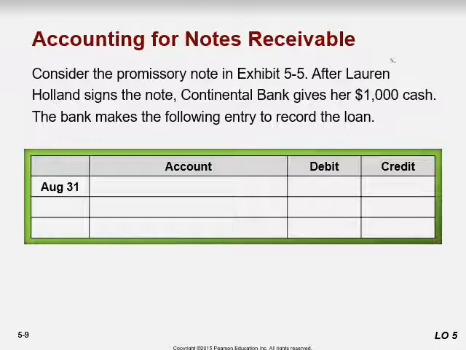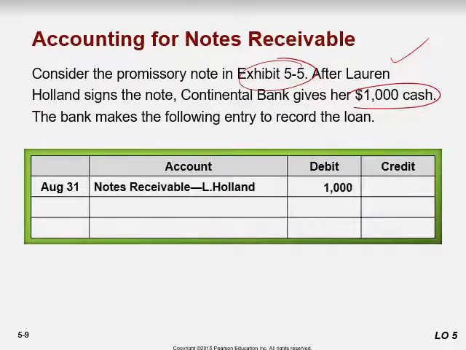Okay, so we have an example here. Consider in our previous slides, exhibit 5.5, that Lauren Holland signs a note. Continental Bank gives 1,000 cash. The bank makes the following entry. When the bank gives her 1,000 cash, the bank makes it as a customer entry, which is notes receivable, and cash is paid out, so it is a credit side. So notes receivable to cash.